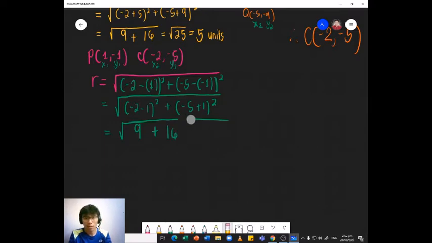Same thing, let's add that up. 9 plus 16 is 25, and the square root of 25 is equal to 5 units. Okay, same thing.